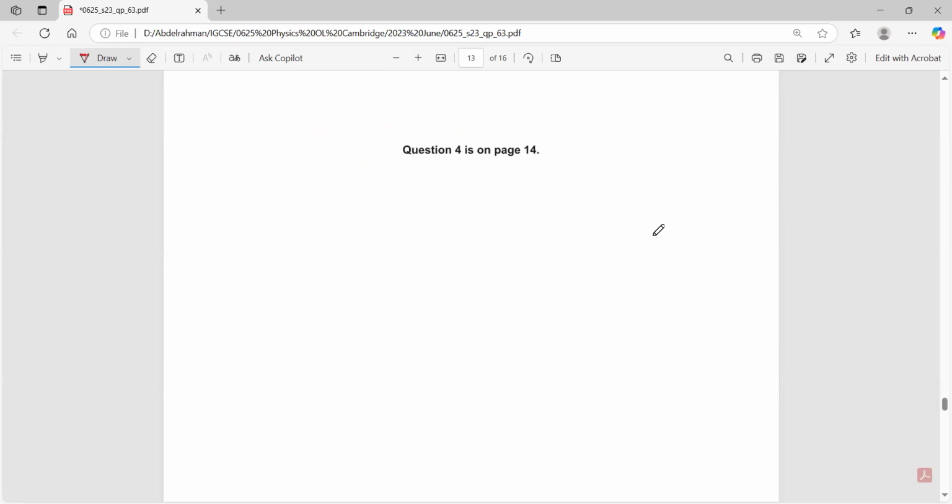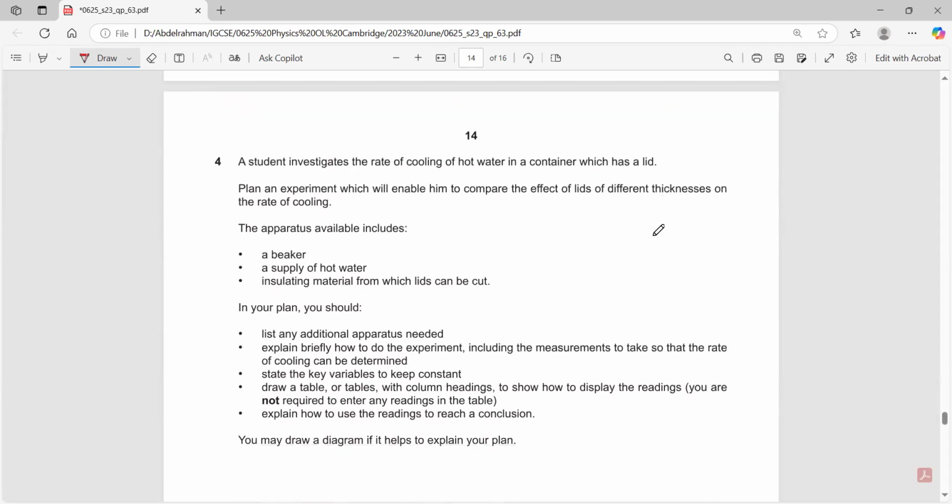Question 4. A student is investigating the rate of cooling of hot water in a beaker which has a lid. Plan an experiment which will enable him to compare the effect of lids of different thicknesses. So you need to change the thickness. I've already solved the question, right? Because you already have the independent variable, which is the thickness of the lid.